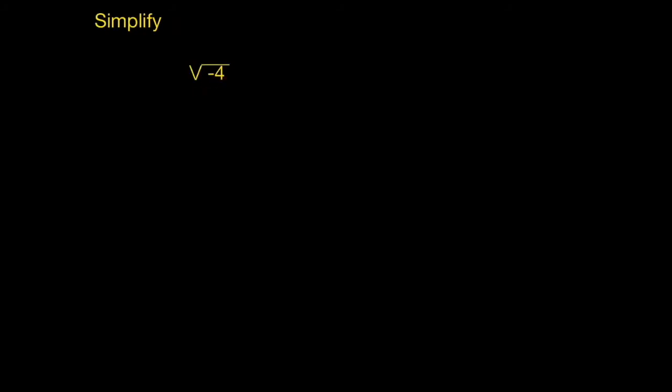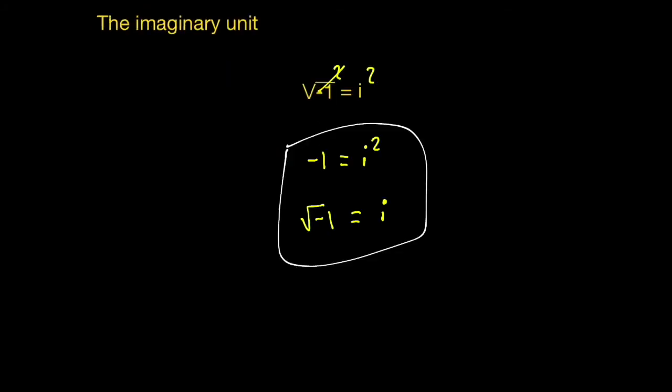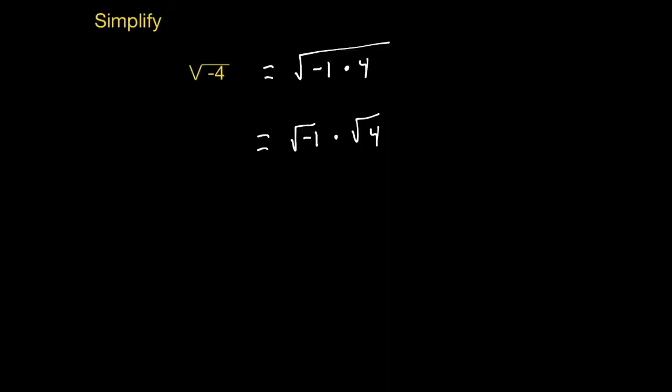The square root of -4, we can rewrite that as the square root of -1 multiplied by 4. Now, because we have a monomial here, we can distribute the radical to each individual term. So we can rewrite this as the square root of -1 multiplied by the square root of 4. The square root of -1, we will use our new exchange rate. We're going to get i. And the square root of 4 is going to be 2.